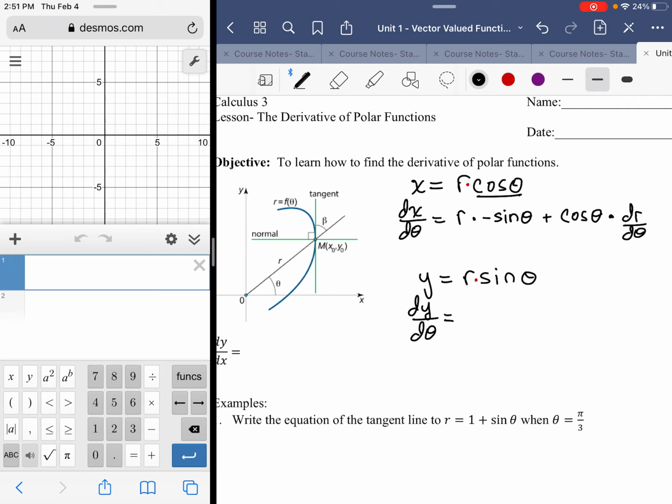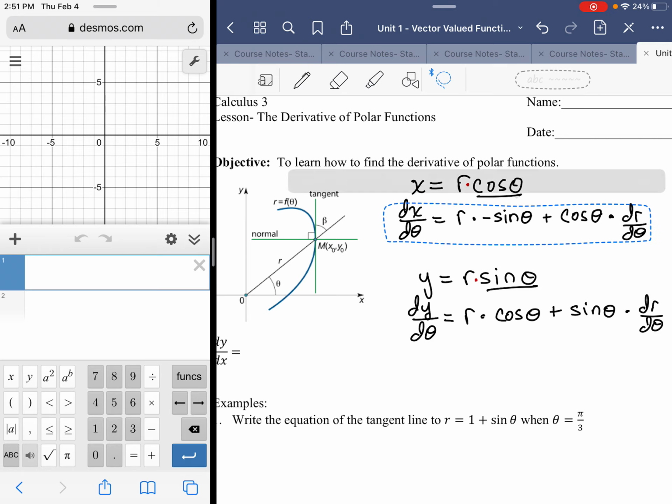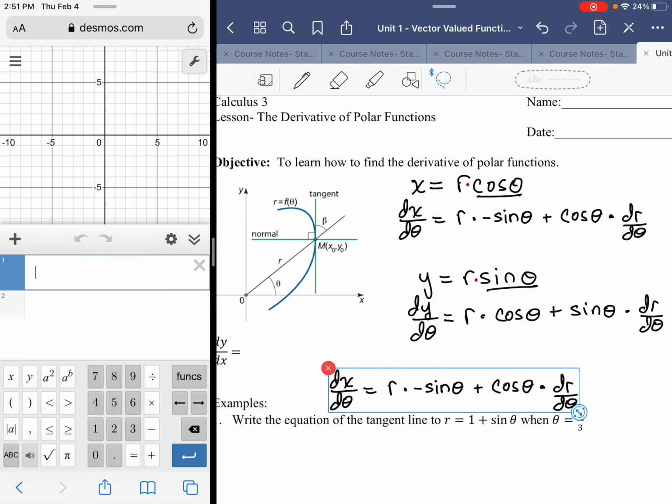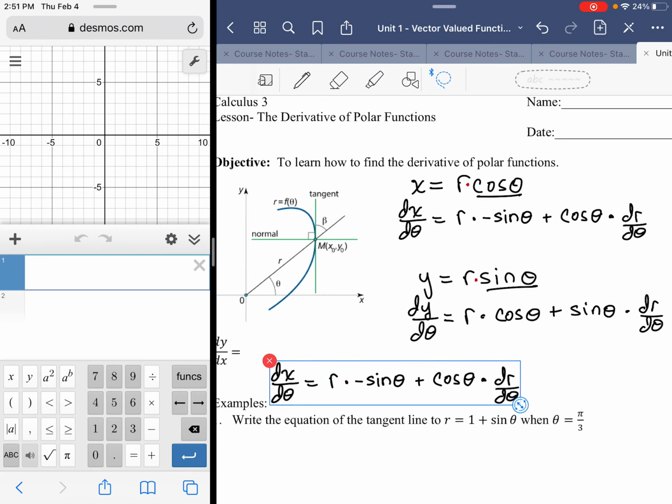All right. Now, when I want to take the derivative of the y equation with respect to theta, same general idea. First times the derivative of the second, plus the second times the derivative of the first, again, another dr d theta. Now if I want to find the derivative of y with respect to x, it's actually not too bad because we have all the ingredients here.